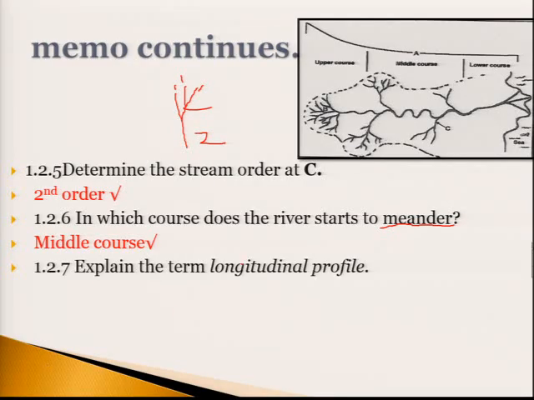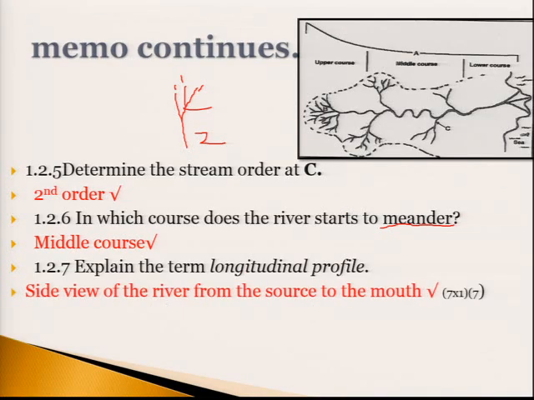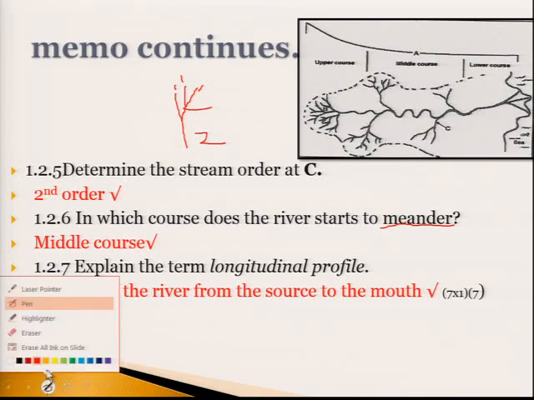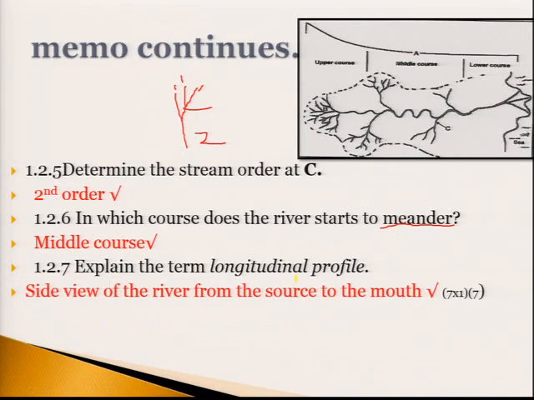1.2.7, explain the term longitudinal profile. Very clear. Side view of the river from the source to the mouth. This will be from your source to your mouth. Also your one mark, the total you'll get it out of 7.